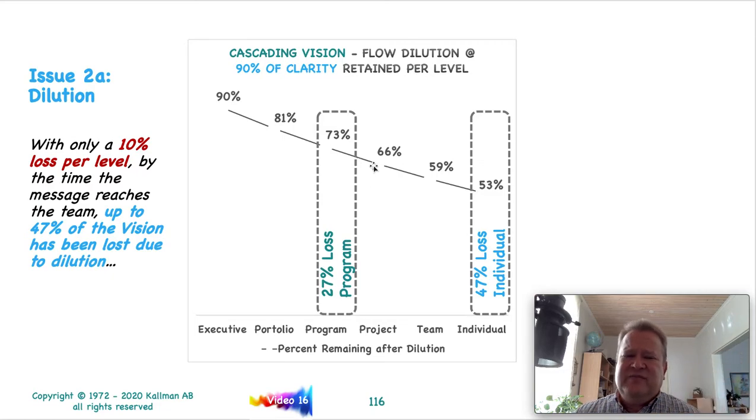And if you've removed the project layer, it's going to be 59% at the individual. But if you've got a project layer in there, you're down to 53%. And that's if you're really good. That's if you're really good. You have 47% loss at the individual level.